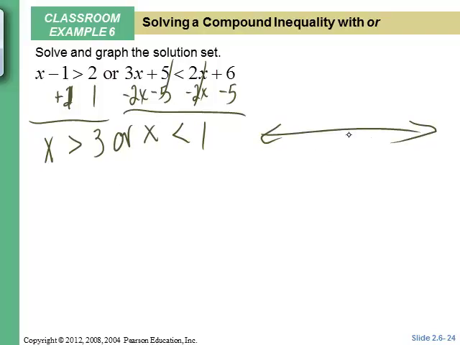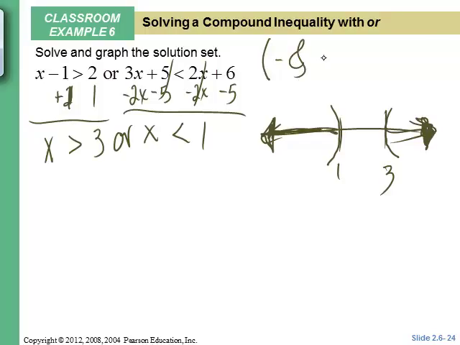Our two critical values are at 1 and 3. X is greater than 3, or x is less than 1 would be like this. And since we have to shade both parts, our set notation will actually be parentheses negative infinity, comma, 1, close parentheses, open parentheses, 3, comma, infinity, close parentheses. All right.